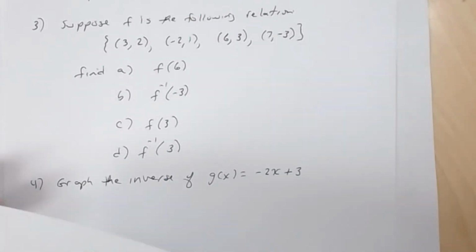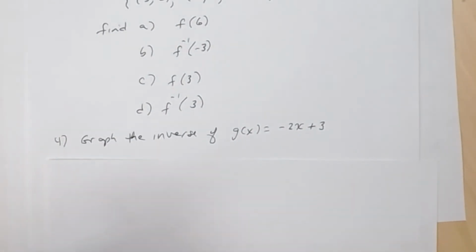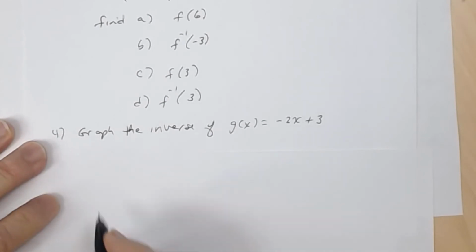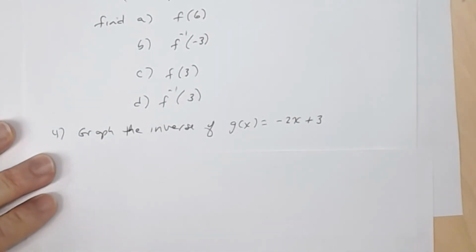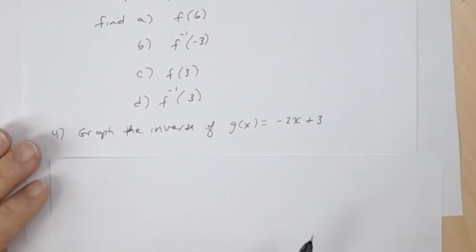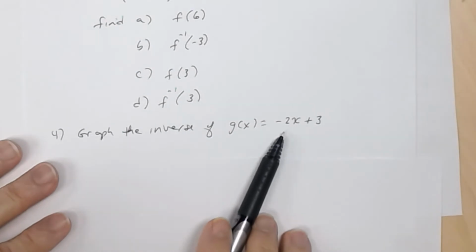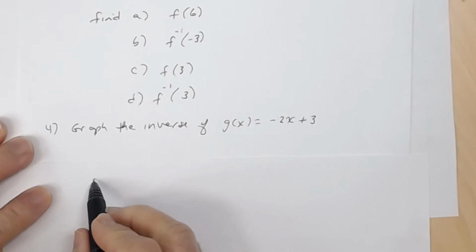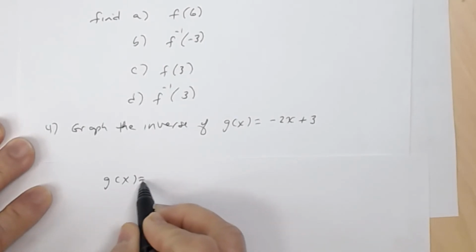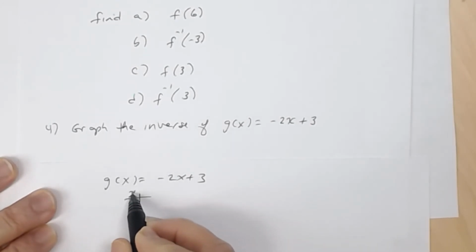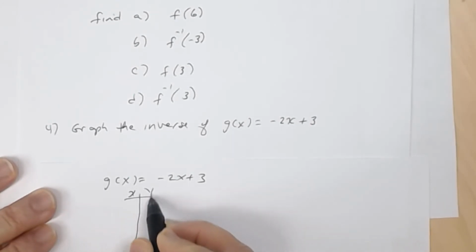All right, so in other words, let me go ahead and find my graph paper. Okay, so we're going to graph the inverse of this function by, first of all, graphing the function. Let me go ahead and do that here. So here's g of x, which is negative 2x plus 3, and I'm going to use a t-table with x and y.